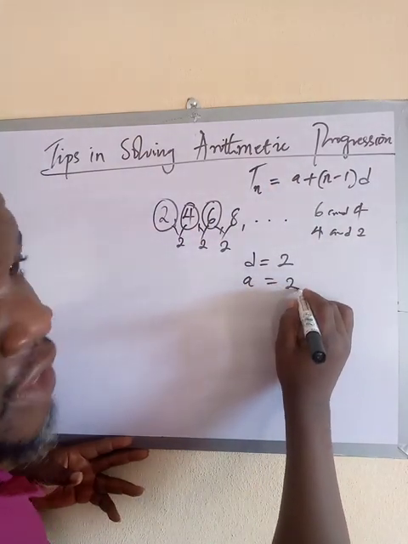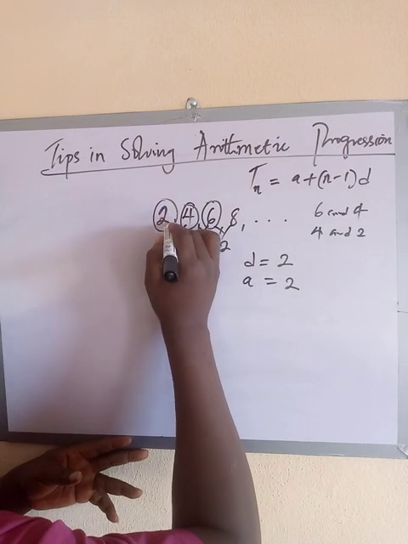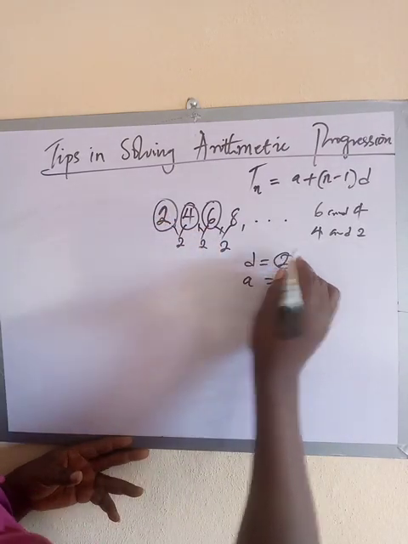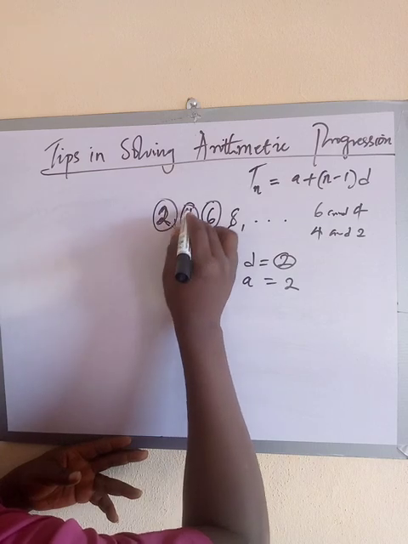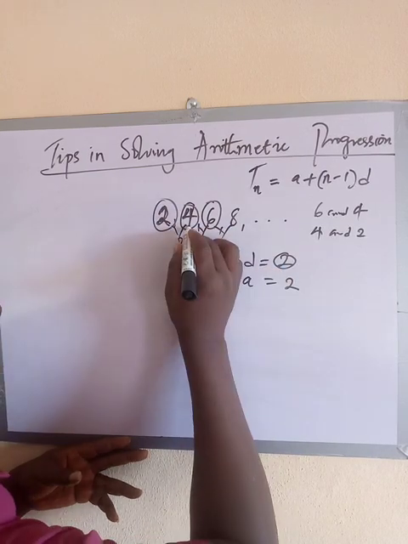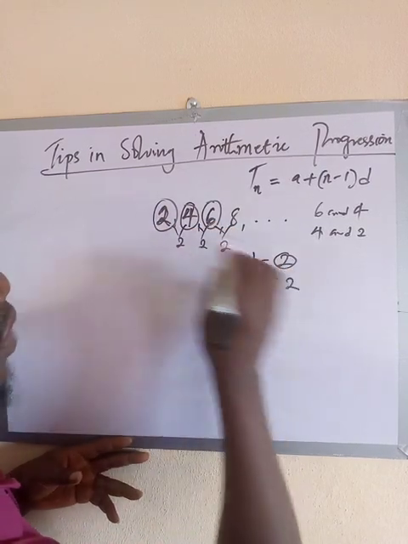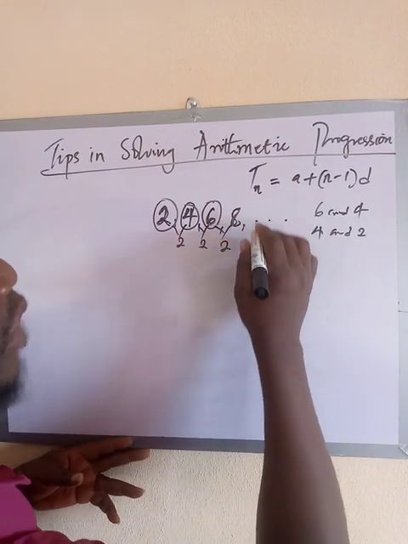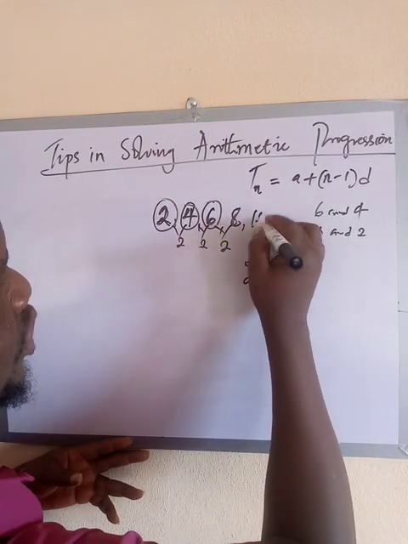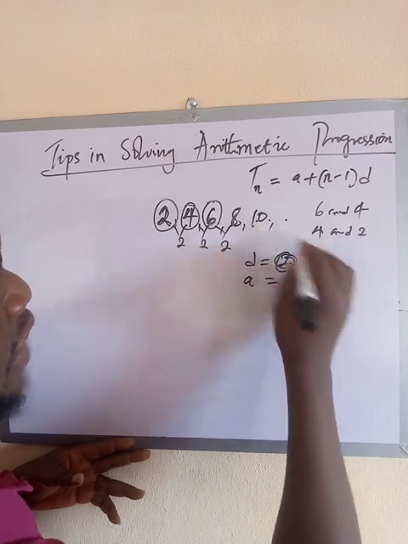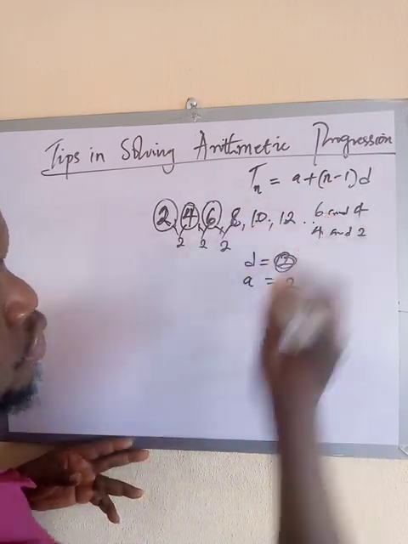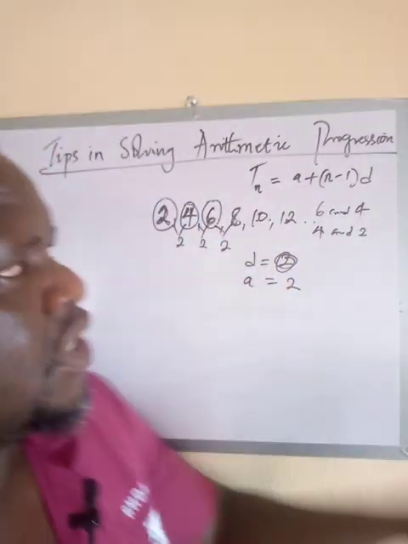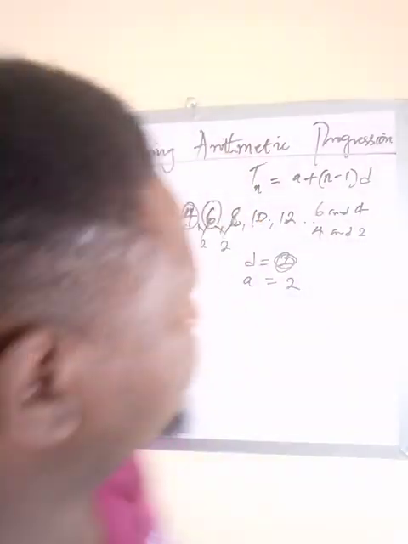Now, we were told that the first term, which is a, is 2. If we add 2 as the difference, when we add 2 to this 2, it will give us 4. When we add another 2, it will give us 6. When we add another 2, it will give us 8. When we add another 2, the next number will be 10. When we add another 2, we have 12, and so on.